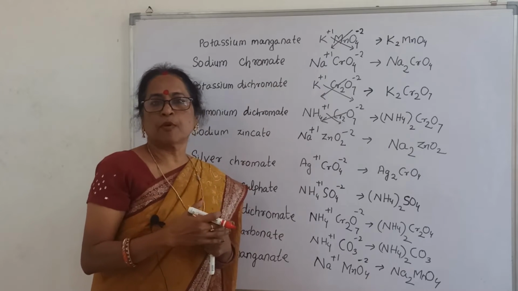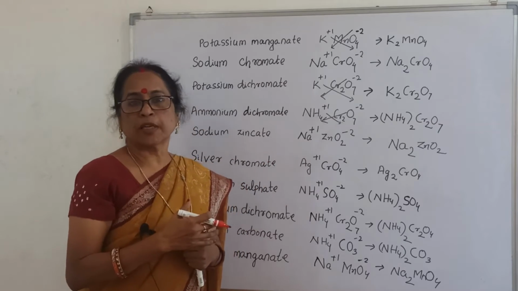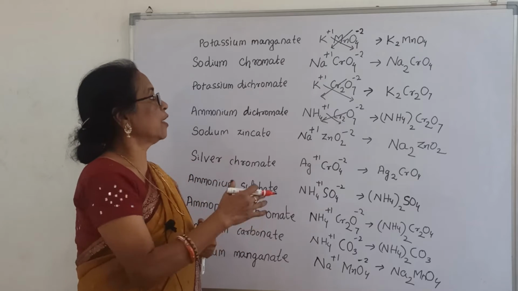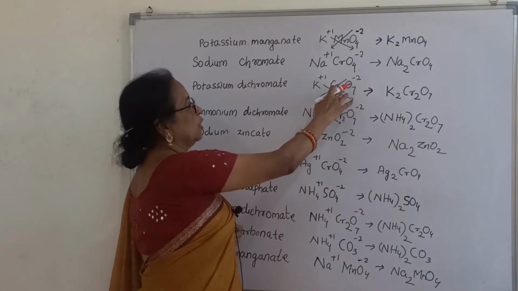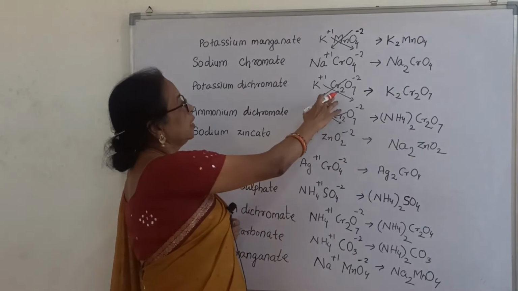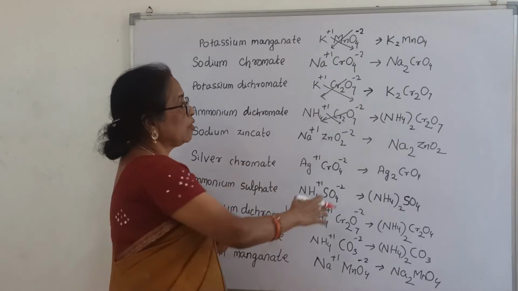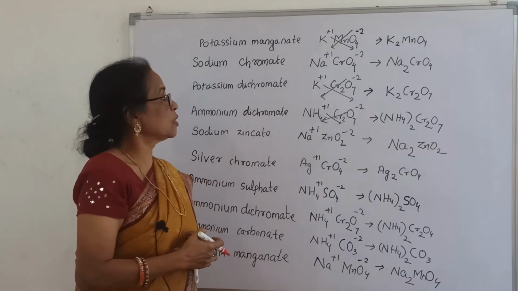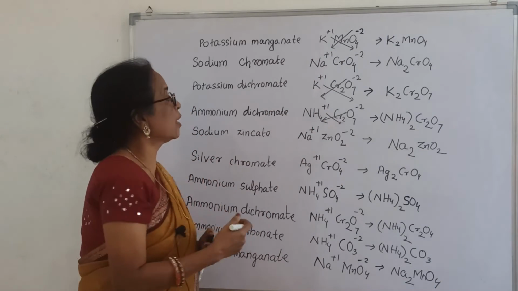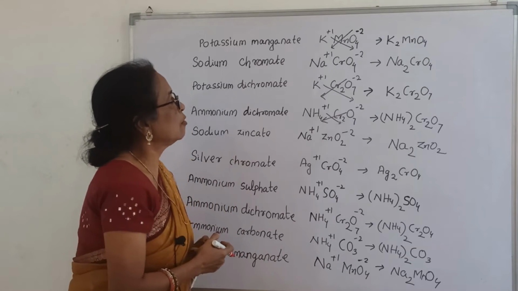And potassium dichromate. Again students may be confused about chromate and dichromate. What is the formula? Chromate is the radical CrO4, and what is the charge? Minus 2. And dichromate is Cr2O7. Cr means chromium. Chromium here, 2O7, that is called dichromate. Now here 2 will come here, 1 will go there. Then what is the formula? K2Cr2O7.